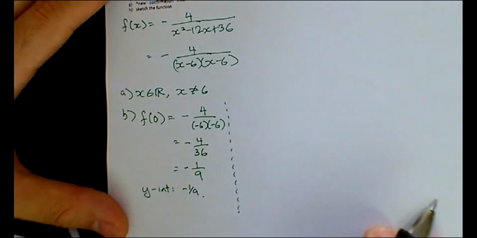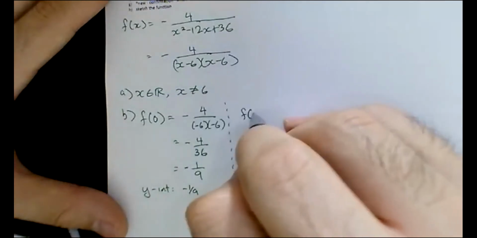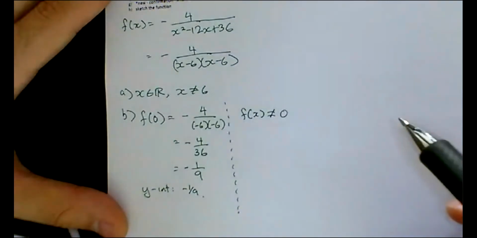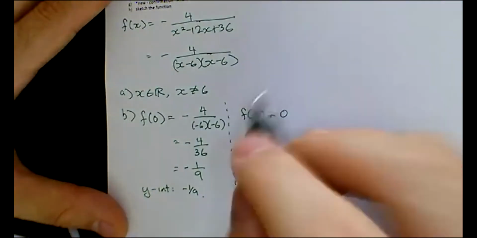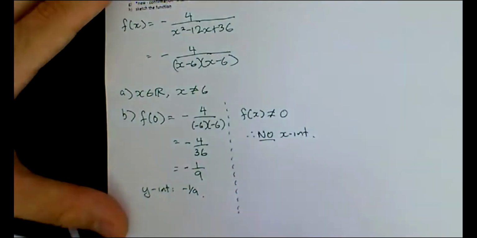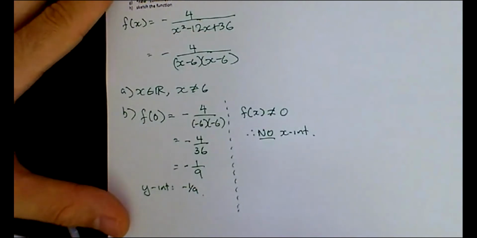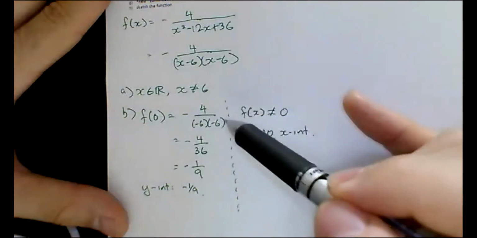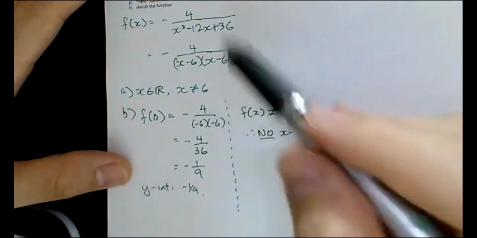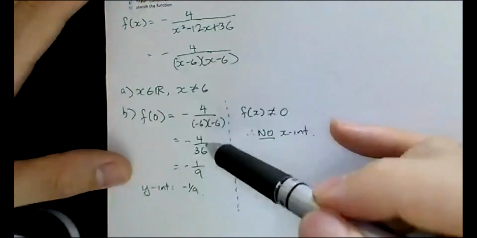Next. What is the one value that this cannot be? Will f of x ever equal a 0? No. You see that from your fraction. Therefore, no x-intercepts. Yes. When you're calculating the y-intercept, y is the negative.